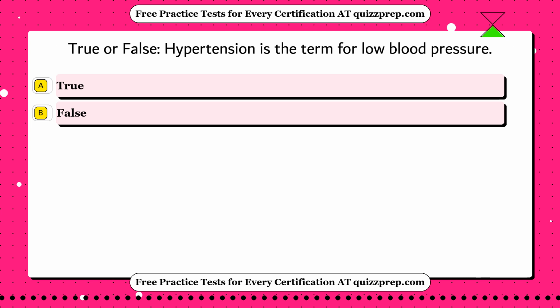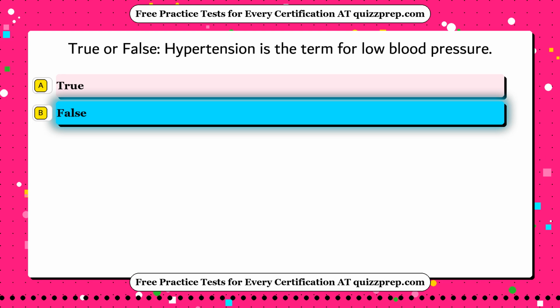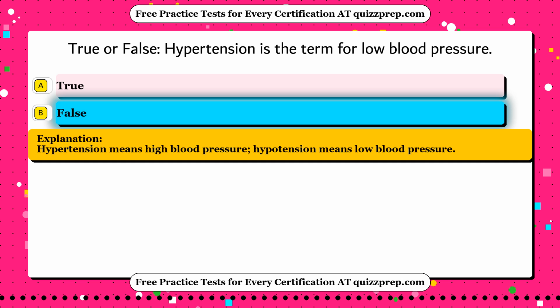Question 138. True or false, hypertension is the term for low blood pressure? Option A, true. Option B, false. The correct answer is option B, false. Hypertension means high blood pressure, hypotension means low blood pressure.